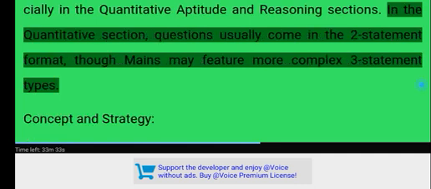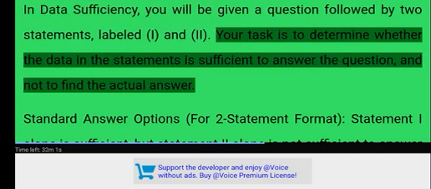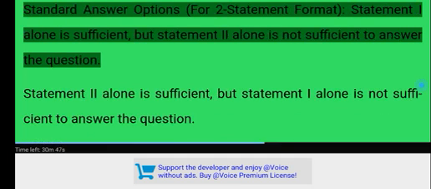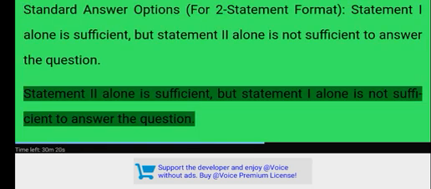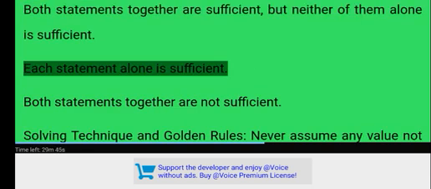In the quantitative section, questions usually come in the two-statement format, though mains may feature more complex three-statement types. Concept and strategy. In data sufficiency, you will be given a question followed by two statements, labeled 1 and 2. Your task is to determine whether the data in the statements is sufficient to answer the question, and not to find the actual answer. Standard answer options for two-statement format: Statement 1 alone is sufficient, but statement 2 alone is not sufficient to answer the question. Statement 2 alone is sufficient, but statement 1 alone is not sufficient. Both statements together are sufficient, but neither of them alone is sufficient.